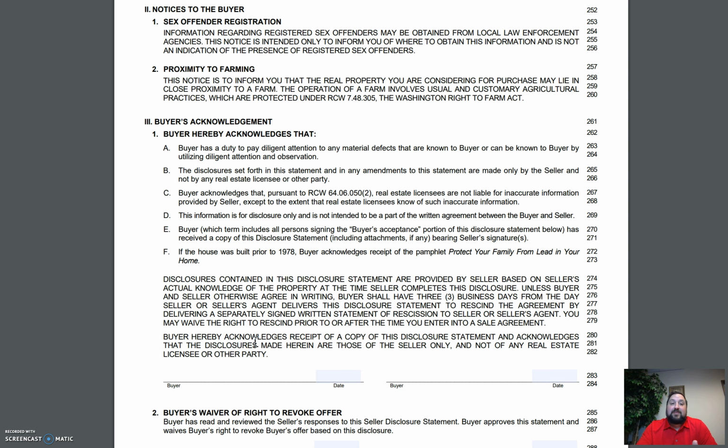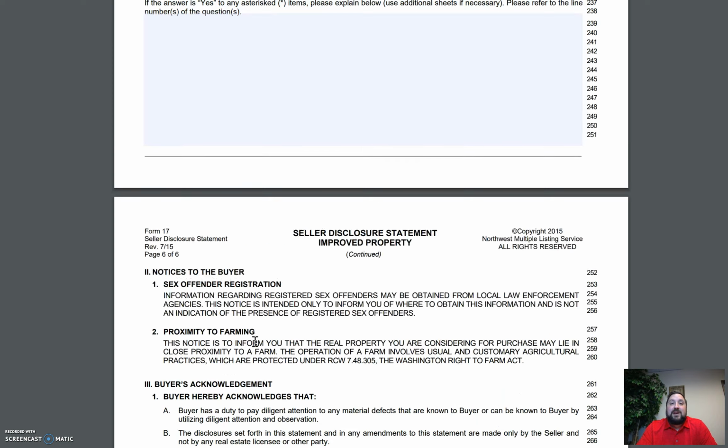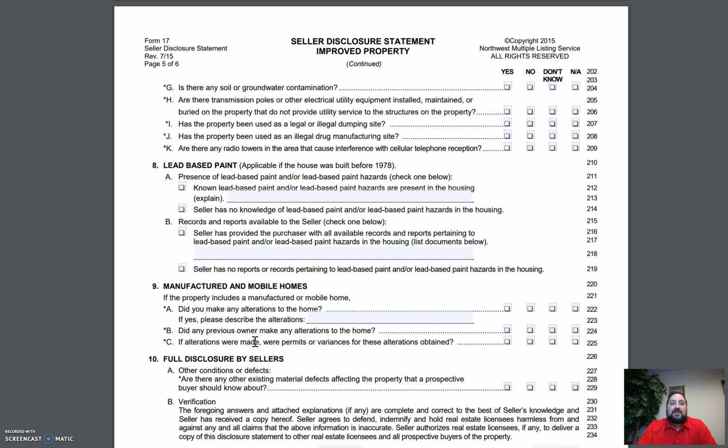But as a buyer, your job is to pay diligence to what the form says, so you can make that decision. And like I said, as we go through this form, we'll go back through the other way, we'll see some of the other ones. Lead-based paint, whether or not there's lead-based paint in the house, there may or may not be. And so here you see lead-based paint applicable if the house was built before 1978. It's either known there's lead-based paint or has no knowledge. And records and reports are available to the seller, or the seller has no records or reports of lead-based paint in the house. But if you are after 1978, there's nothing to check because it doesn't include you at all.